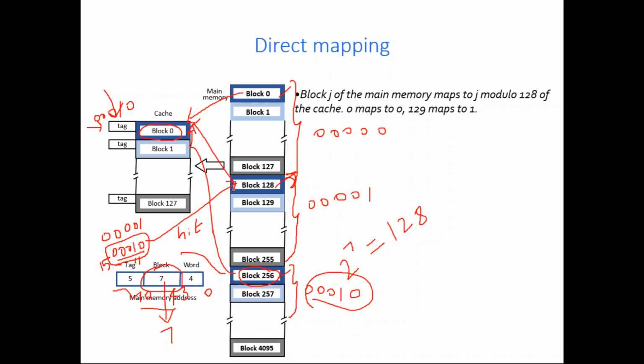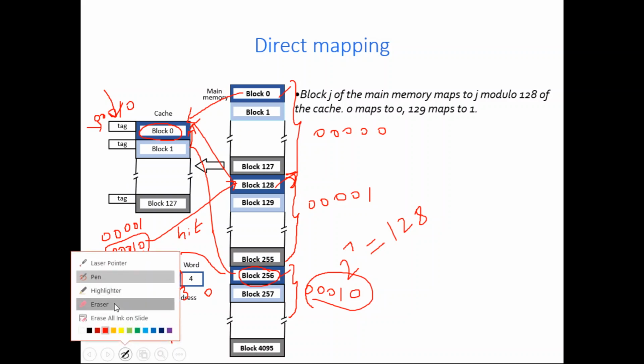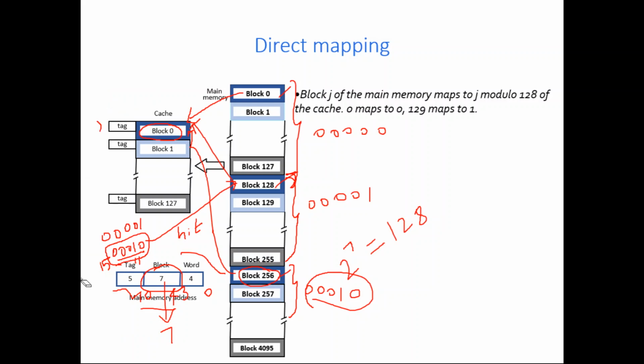But assume that in the cache what you have is block 256, that is, its tag value is 00010. Now will it be a cache hit or miss? It will be a miss, because this is the one you want, but the tag is not matching, so it will be a cache miss. Then it will fetch from the main memory and it may replace or whatever it may be, right? So this is what I wanted to say.